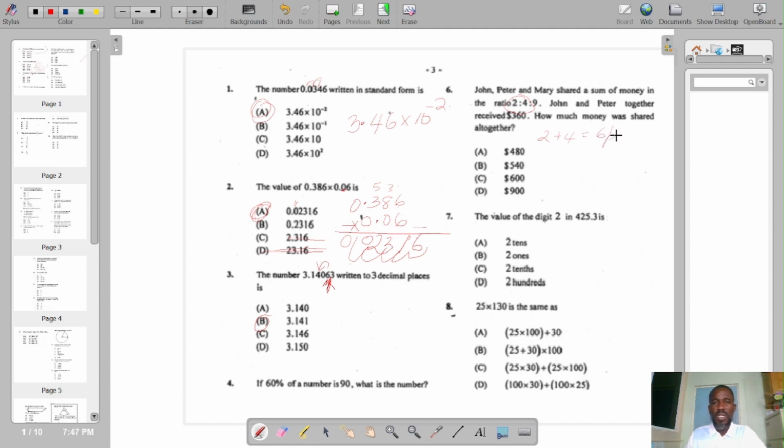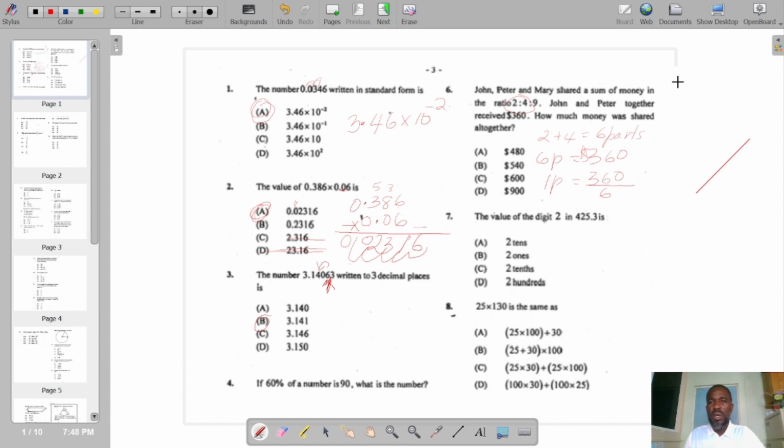Okay? Now, these 6 parts was equal to what? The 6 parts was equal to $360. So therefore, one part is going to be equal to 360 divided by 6, and that will give us $60. So what that is telling you is that one part is equal to $60.